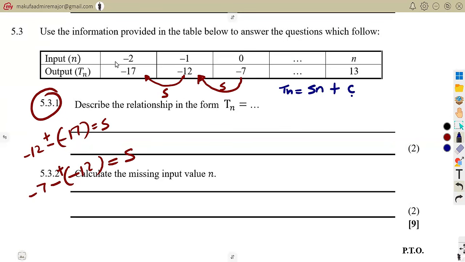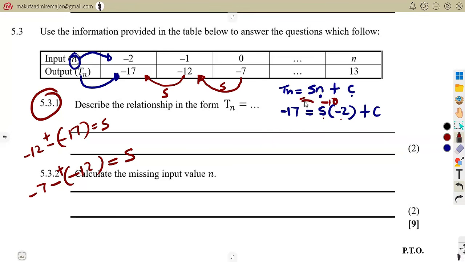So in this case, we are not going to say this is the first term, which corresponds to minus 17. There we are given exactly the value of n. n is minus 2 when Tn is minus 17. So we substitute Tn as minus 17. But what is the value of n at that moment? It is minus 2. So that's 5 times minus 2, plus c. Just like that, we can find the value of c. Sorry, 5 times minus 2, that's a minus 10.